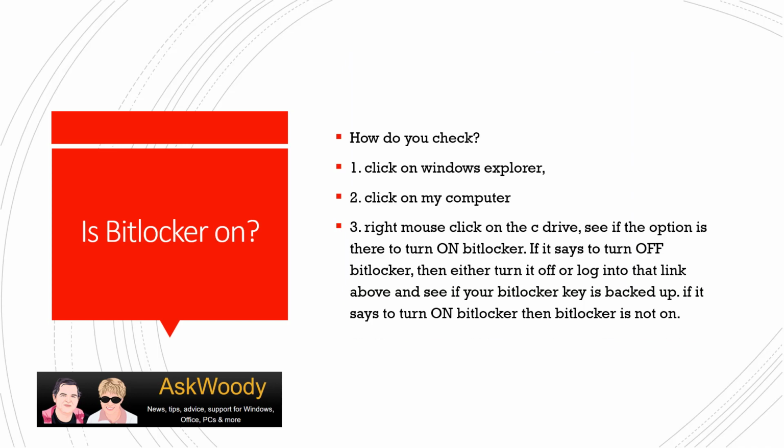There's a PowerShell way, there's a command line way, but you can also just look at plain old Windows Explorer, click on My Computer, right mouse click on any of the drives out there, and see if the option is there to turn on BitLocker. If it says to turn off BitLocker and there's a padlock on it, and you don't know what that password is, then right now turn it off, or log into the link that I've got in the blog post and see if your BitLocker key is backed up there. If it says to turn on BitLocker, then BitLocker is not on, and I'll show you what I mean.